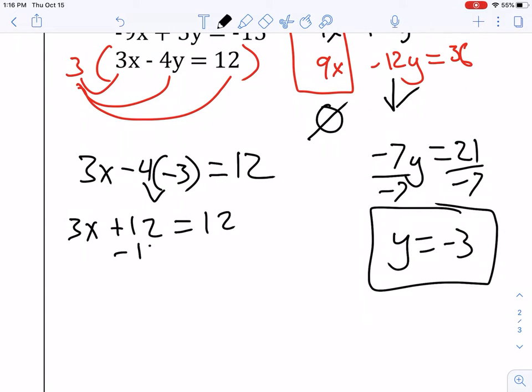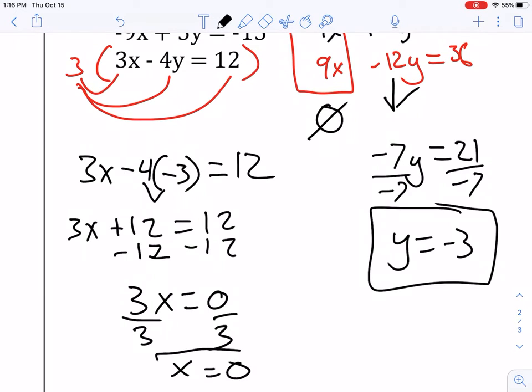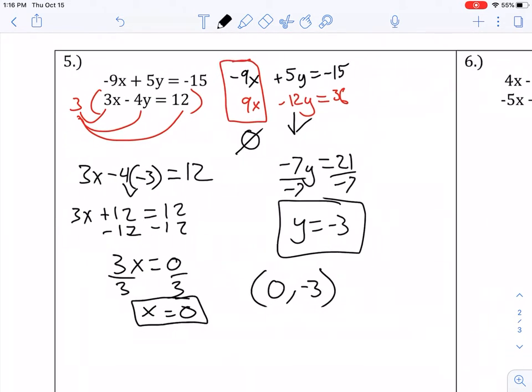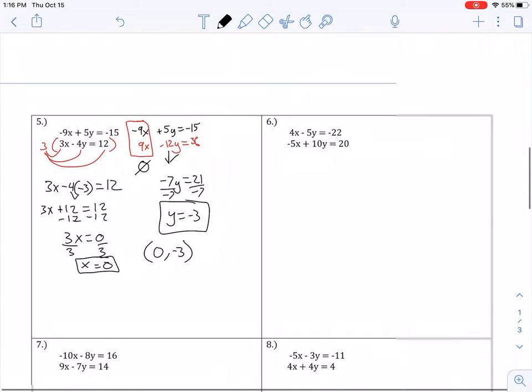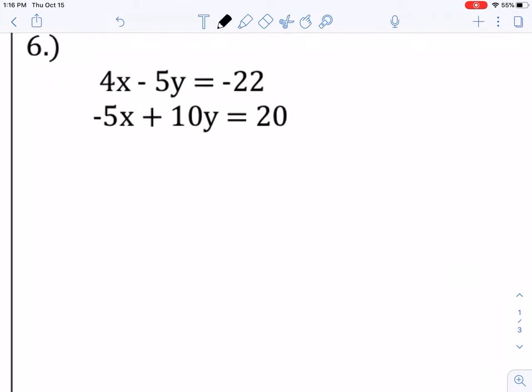That means I'm going to subtract 12 from both sides. And 3x equals 0. When I divide by 3, x equals 0. So here are my two values as an ordered pair, 0, negative 3. All right. And keep looking at this.